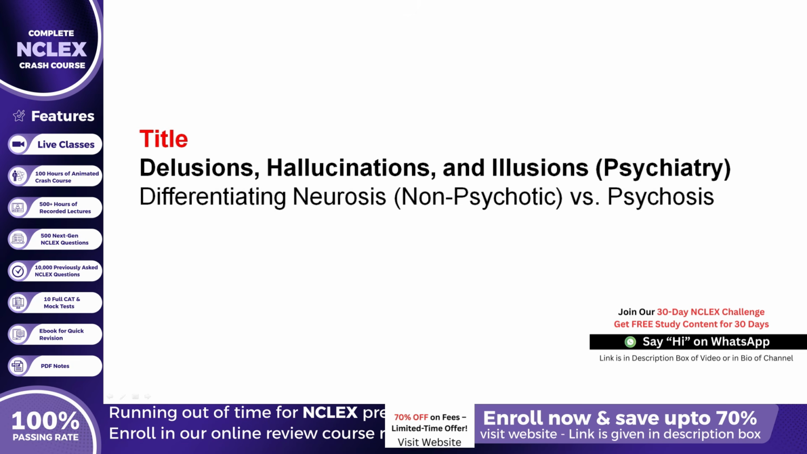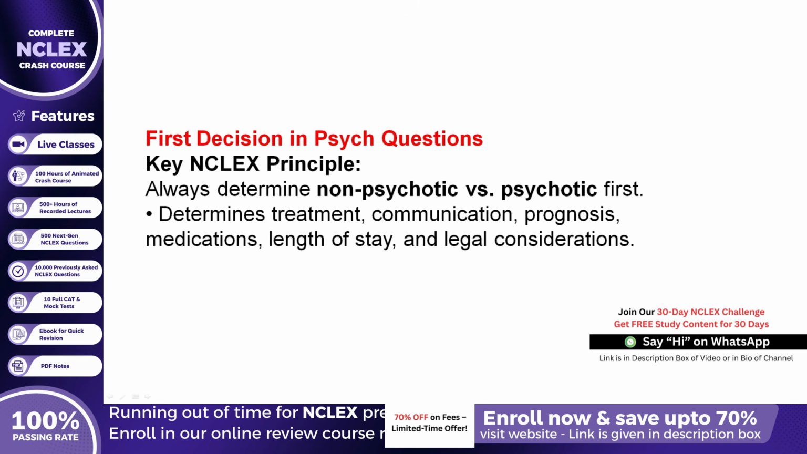Next, we move into psychiatry, focusing on delusions, hallucinations, and illusions, and how to differentiate neurosis, which is non-psychotic, versus psychosis. This sets the foundation for understanding how NCLEX expects you to identify mental status differences. Finally, when approaching psychiatric questions, your very first decision is guided by a key NCLEX principle: always determine non-psychotic versus psychotic first. This single step matters because it determines treatment, communication style, prognosis, medications, length of stay, and even legal considerations, making it the most foundational choice before anything else.